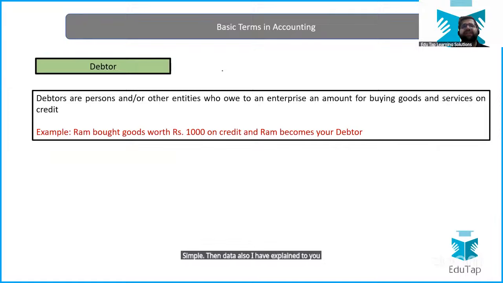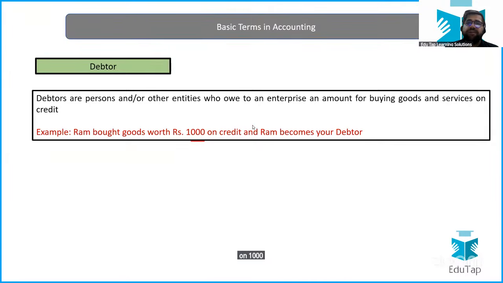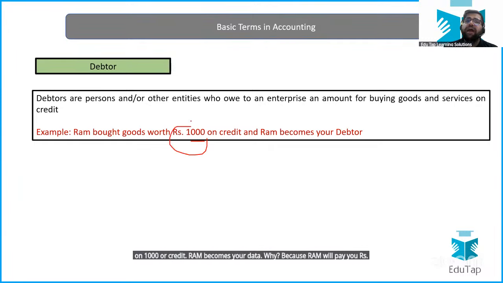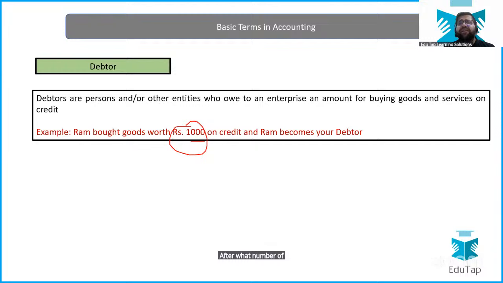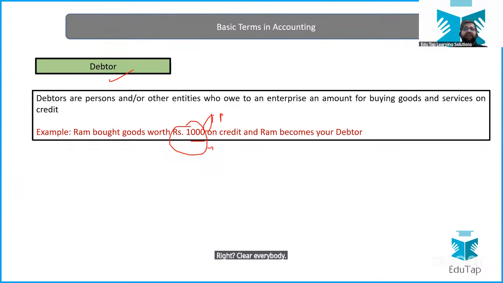Then debtor also I have explained to you. Right? For example, tell me, if Ram bought goods worth 1000 on credit, Ram becomes your debtor. Why? Because Ram will pay you rupees 1000 after the number of days you have decided. For example, Ram will pay you after 1 month. So Ram becomes your debtor because Ram se paisa aana hai. Right? Clear everybody? What is a debtor and a creditor? All of you. Hello.